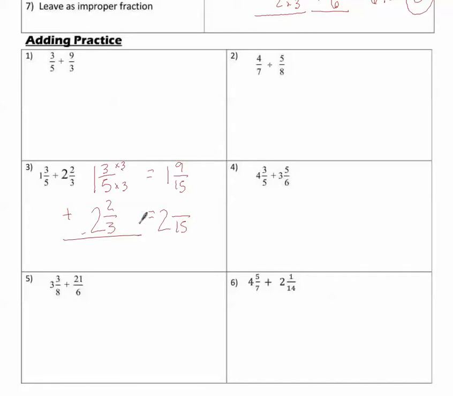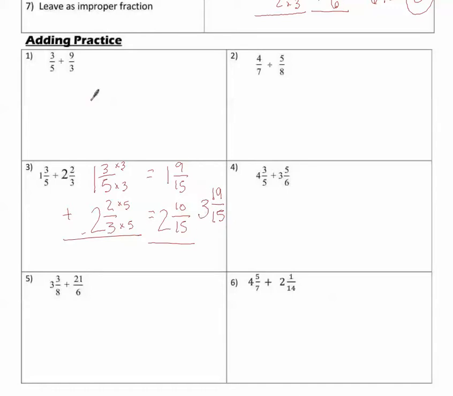To go from 3 to 15, you multiply by 5. Whatever you do to the bottom, you must do to the top. 2 times 5 is 10. My new fraction is 2 and 10/15. Step 4 says to add the numerators, keep your denominator. So you get 9 plus 10 is 19 over 15. Add your whole numbers if you have any. 2 plus 1 is 3.